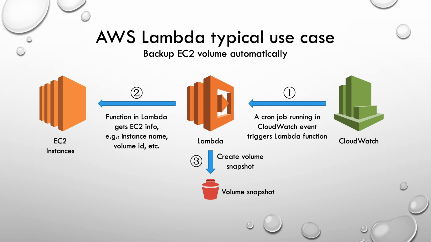After Lambda function get the EC2 instance information, then it will create a volume snapshots automatically, so that you don't need to create snapshots every day manually. It's just a good way to offload your daily workload. Okay, let's get started to set up AWS service to achieve this use case.